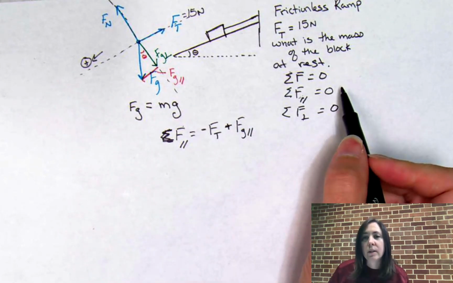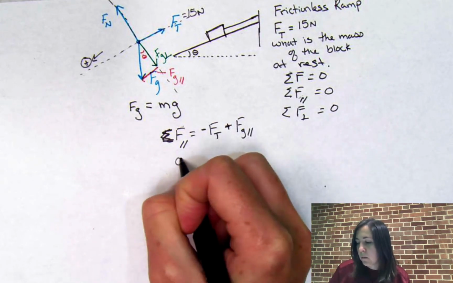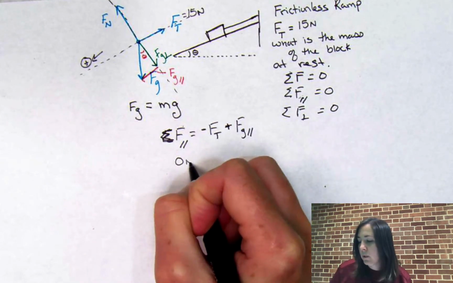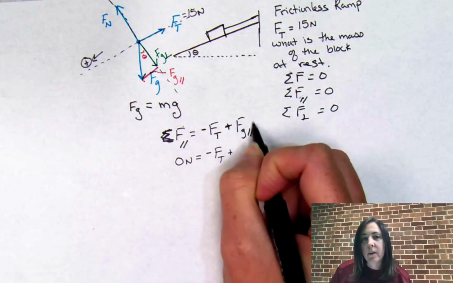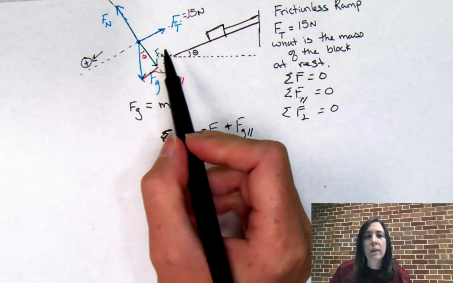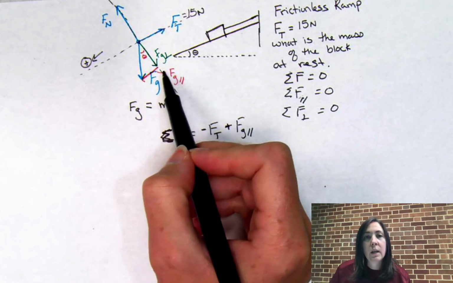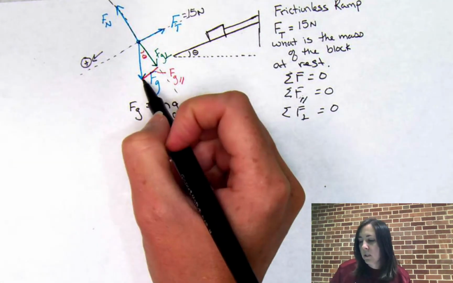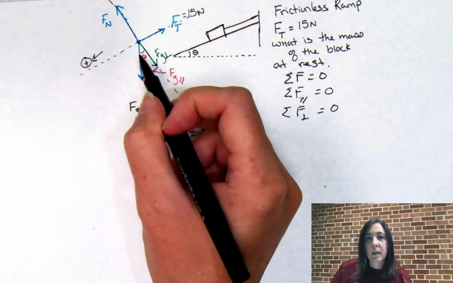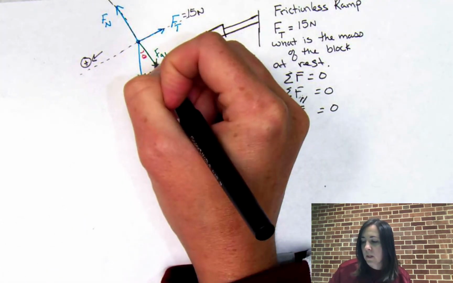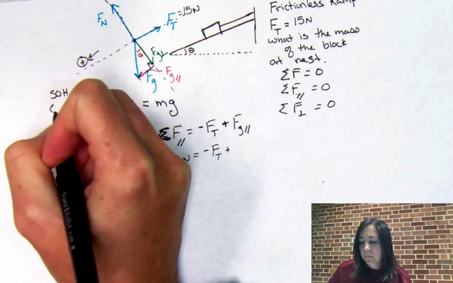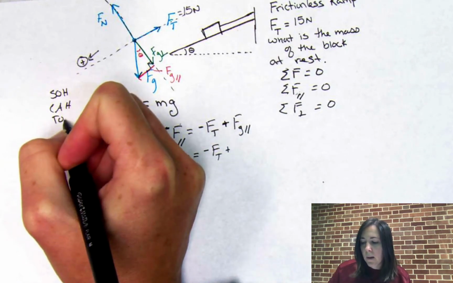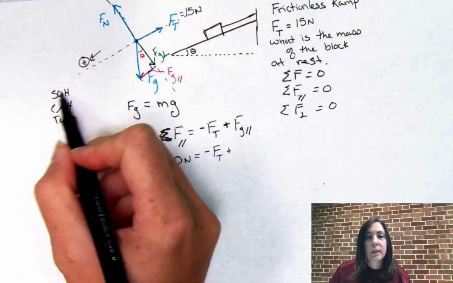The force of gravity parallel will be positive, and the force of tension will be negative. As I said before, the sum of the forces is 0. So the sum of the forces parallel will be 0 newtons, and that gives me negative the force of tension plus this force of gravity parallel. So we need to figure out what this side of the triangle is. And when I look at this, this looks like the opposite side to this angle. Remember, this is our right angle here. So using SOHCAHTOA, opposite over hypotenuse is the sine.